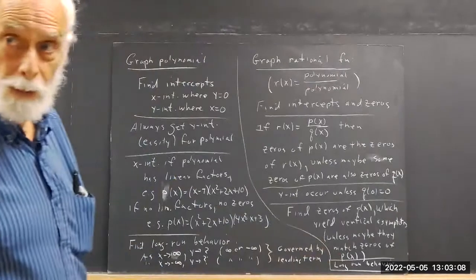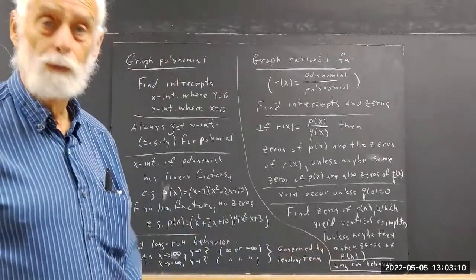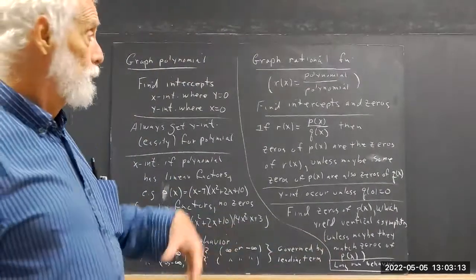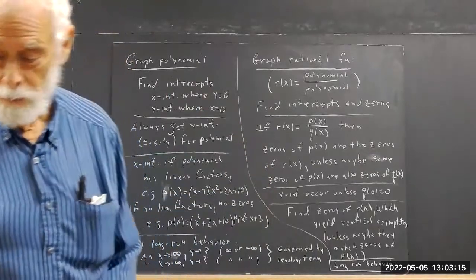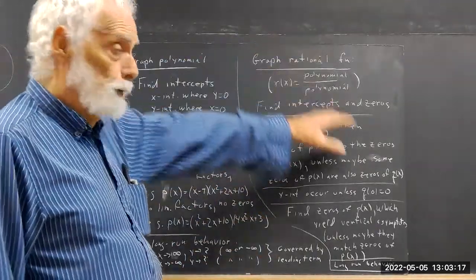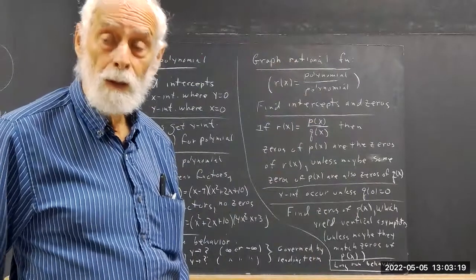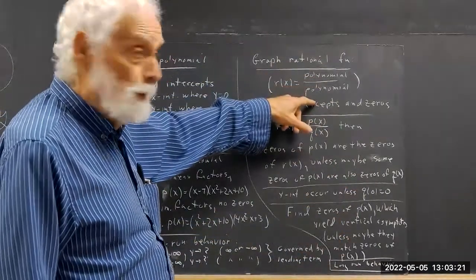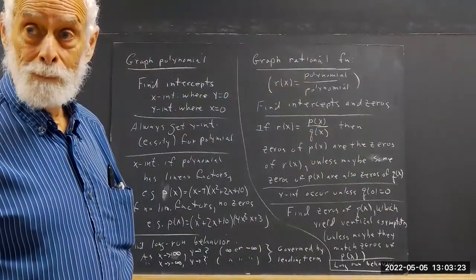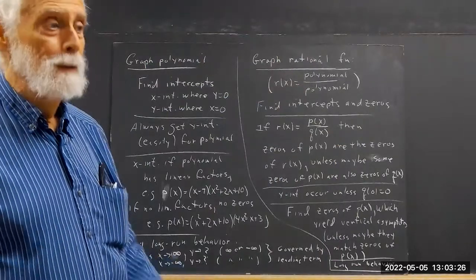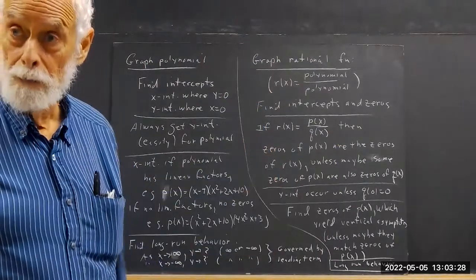I don't have room to write that out, but review it, okay? It goes as a leading term of the numerator, leading term of the denominator, also the degree of the numerator and the degree of the denominator. If the degree of the numerator is greater than the degree of the denominator, then you're going to tend to approach infinity or negative infinity.